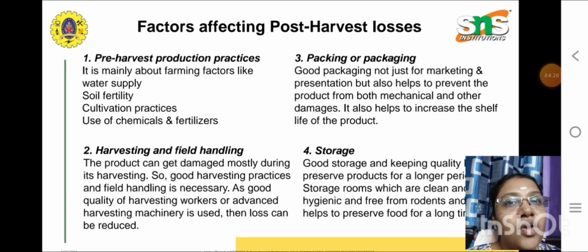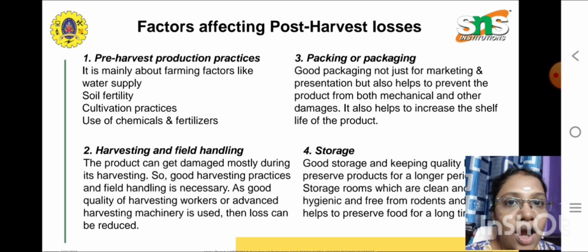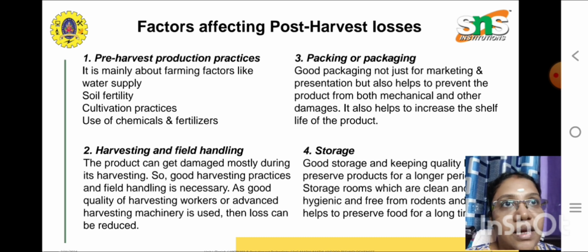And next, what are all the factors that affect these losses? Obviously, if the particular agriculture commodity is not being preserved, I mean, if this technology is not applied, there are a few factors that affect the losses. First is the pre-harvest production practice. We have to look into how a particular agricultural crop is sowed and harvested, and what type of production practice we have carried out to raise a crop.